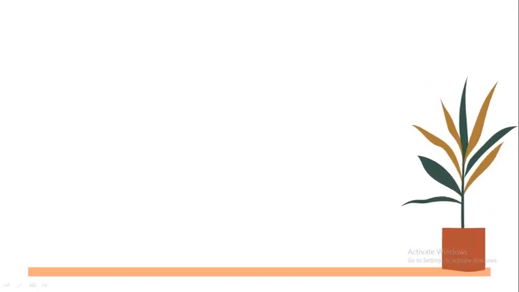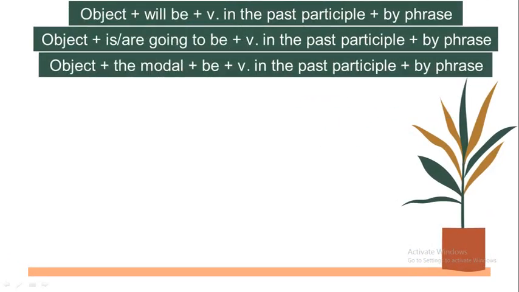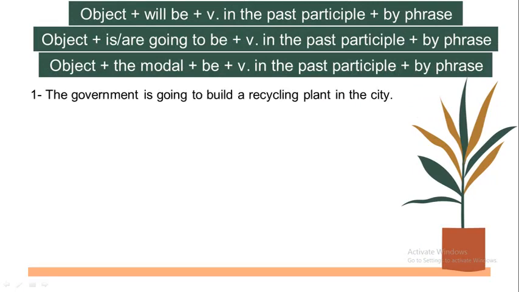Let's take some examples on the last 3 rules that we've taken: the future will, the future verb going to, and the modals. Number 1. The government is going to build a recycling plant in the city. The government is going to. So we'll use the second rule of the future verb is going to.